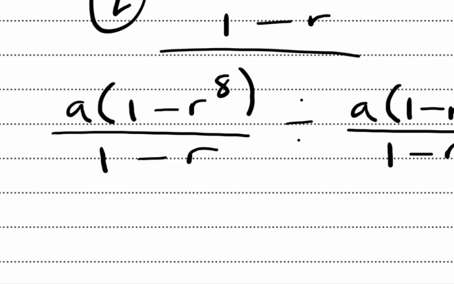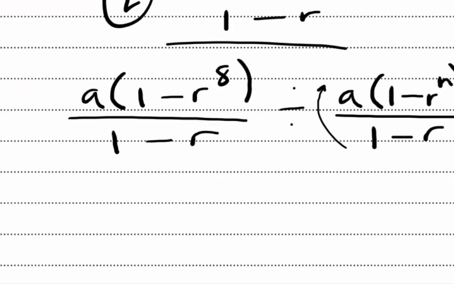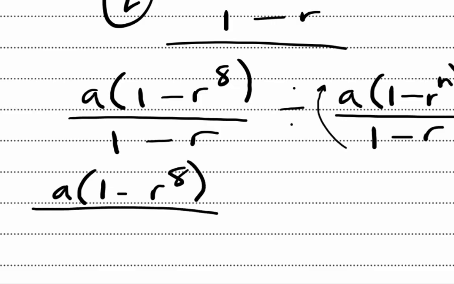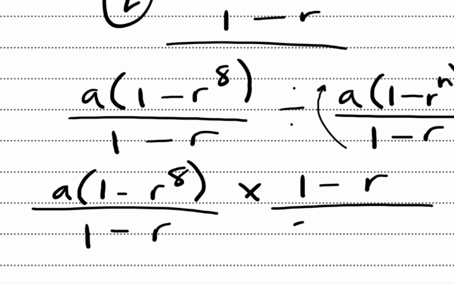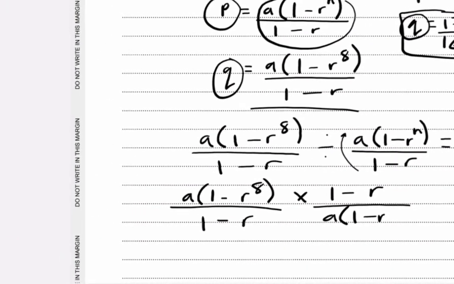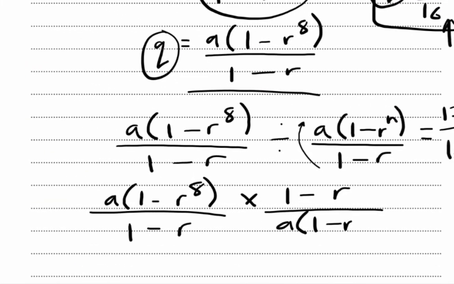So for this, we know we're just going to flip this around. So a, bracket 1 minus r to the power 8, over 1 minus r, times 1 minus r over a, bracket 1 minus r to the power n. Did I use n there? For P, it's the fourth term, so n is 4.